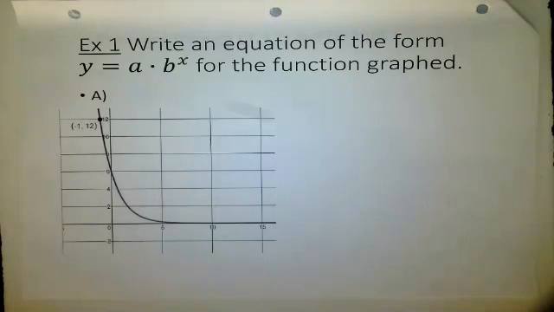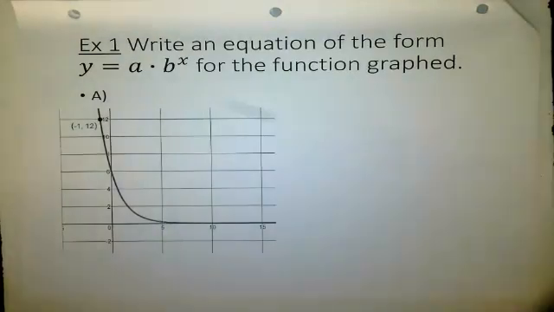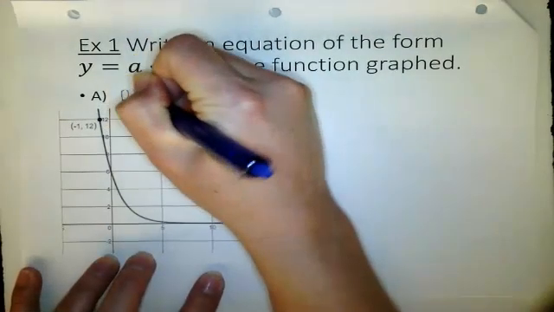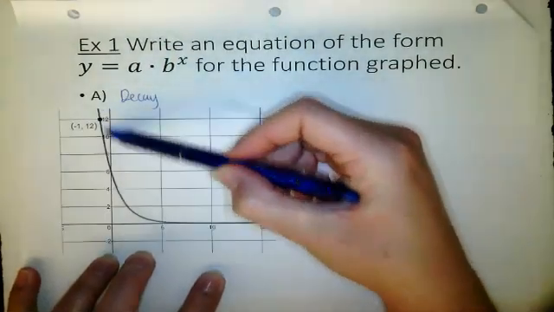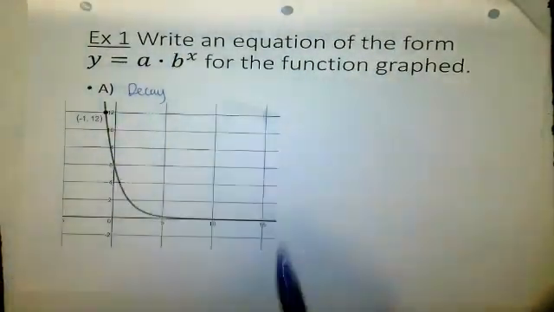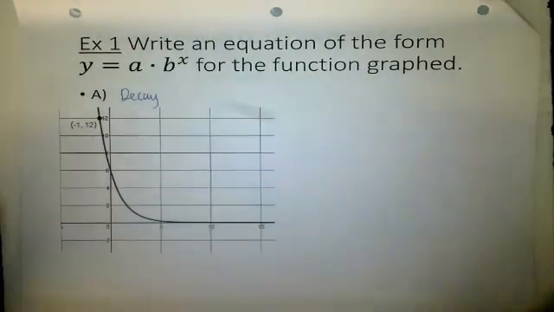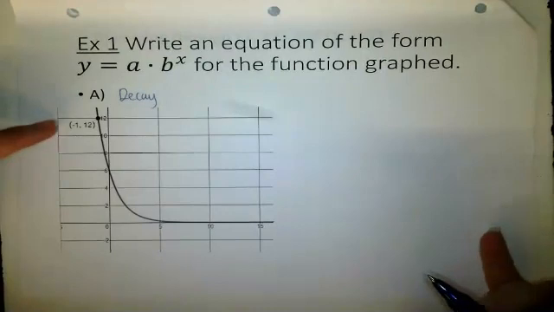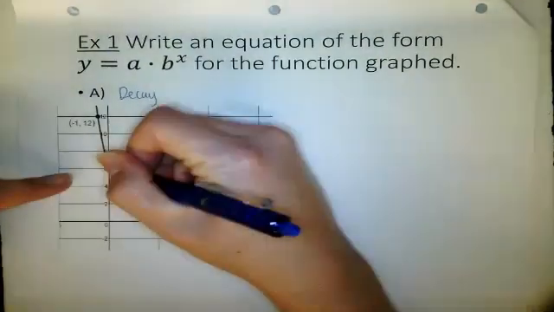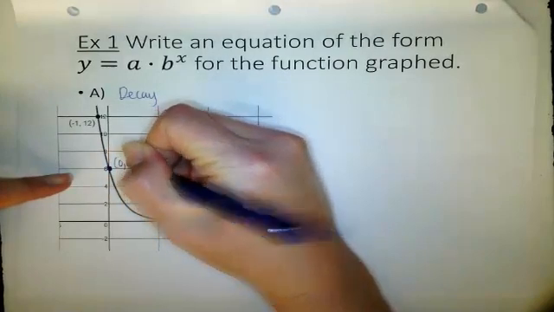Y equals a times b to the x. And we have this exponential. Is this exponential growth or exponential decay function? Yeah, it is decay function. You can see that as x is getting large, our y values are getting closer and closer to 0. And it happens pretty quickly. We have this point that they've given us, negative 1, 12. And then I have this point here as well, which is the point 0, 6.